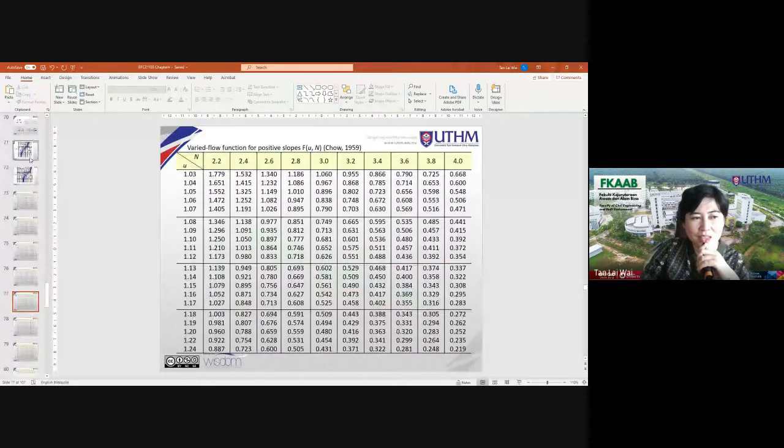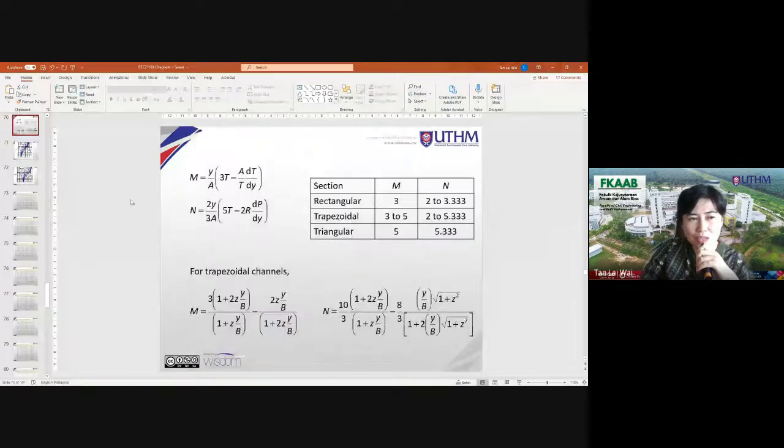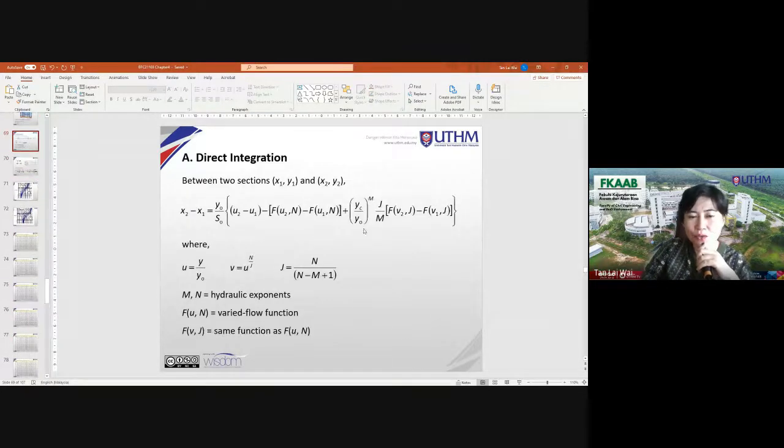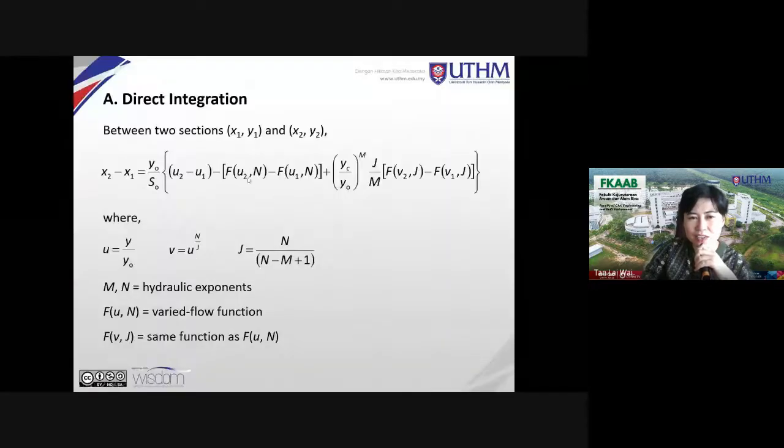Okay, this one also, next Sunday I'm not going to explain all this. I'm going to explain this today. It's just to go through it. Okay, you have this formula, direct integration. This is the formula that we are going to use.